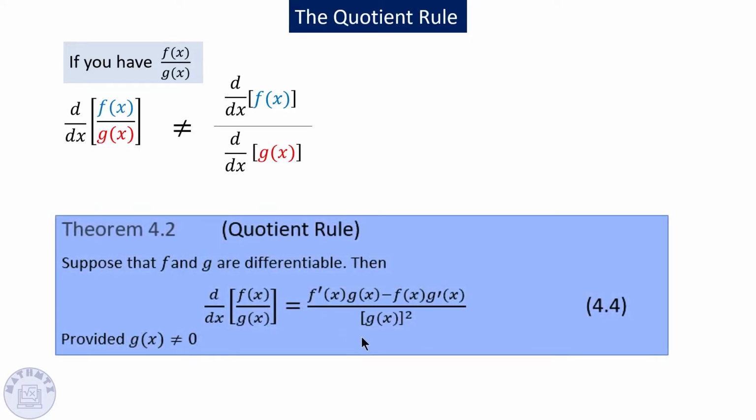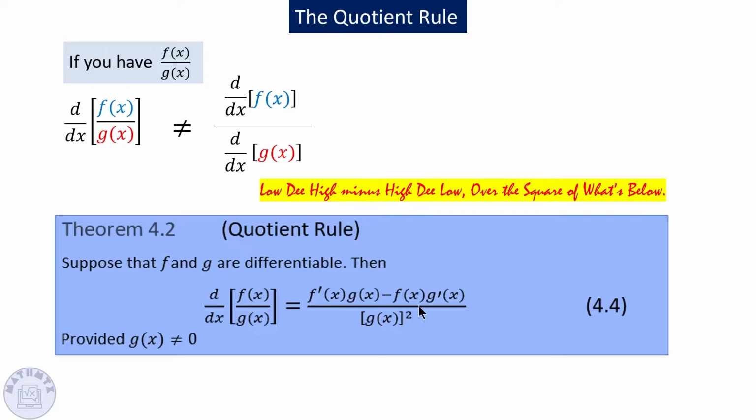We will be using the quotient rule. Simply, it says the derivative of the top times the bottom minus the top times the derivative of the bottom, over the bottom squared. You can also remember it like this: low d high minus high d low, over the square of what's below. So d means the derivative, and high and low mean the top and bottom. Let's practice on this rule.